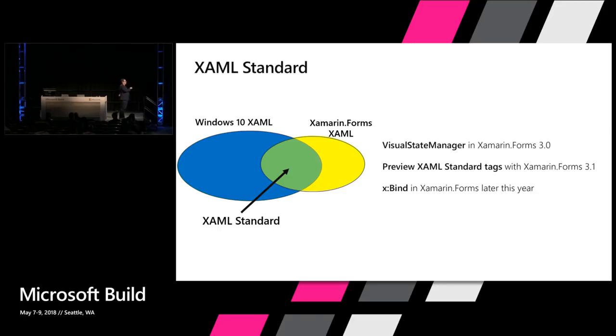There's a preview set of XAML Standard tags, things around text and buttons and certain panels where there are just different names for the same concept and the same thing. And so those are going to be aligned in Xamarin.Forms 3.1. And then x:Bind will be coming to Xamarin.Forms later this year also. So there's work going on to try to align these dialects. And we look forward to hearing the feedback from you of other pain points you have if you're trying to use Xamarin.Forms and Windows 10 XAML, so we can work to align those things better for you also.